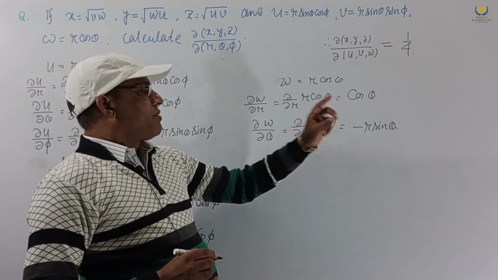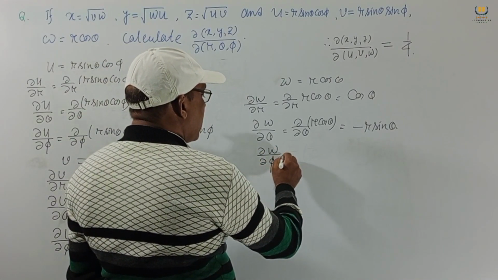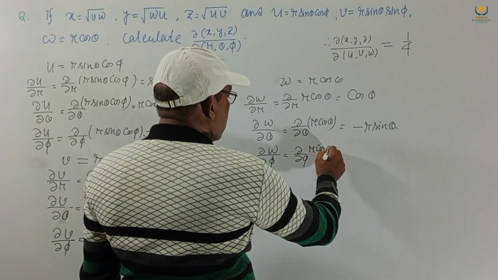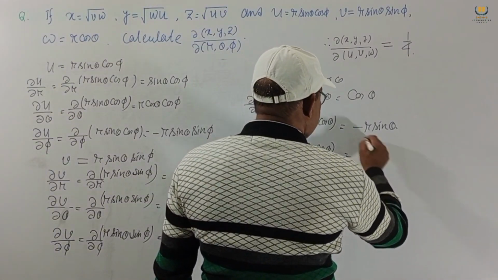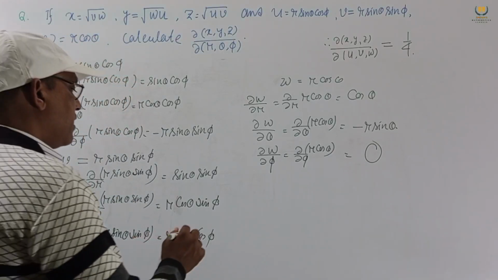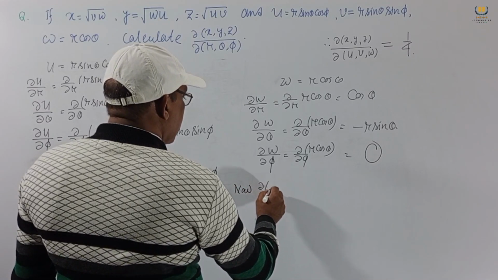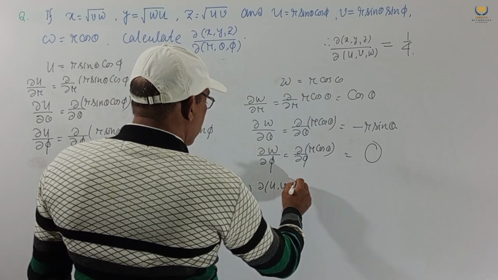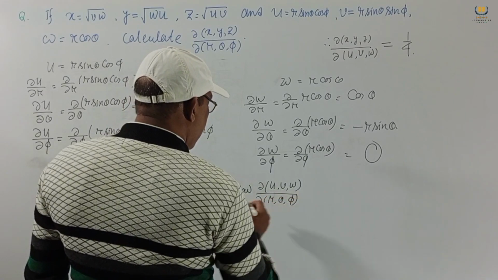Del theta of cos theta means minus sin theta. Del w by del phi: r cos theta, we differentiate partially with respect to phi, theta is constant, so this is 0. So we get all of this. Now our requirement is del(u, v, w) by del(r, theta, phi).